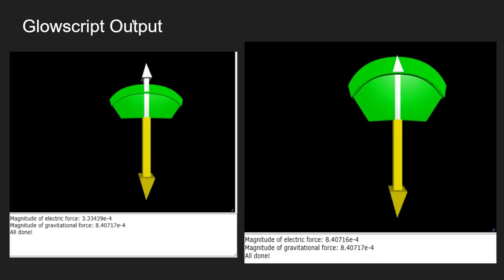This is the GlowScript output I have. On the left, you see that these numbers don't match up, and these green arrows aren't as big as these green arrows. That's largely because when you use the Q from the previous Lab 1, it's not big enough. So through algebraic manipulation, I changed my Q to what it is now, which I showed in the constants slide, and I made sure that electric force and gravitational force were equal with that Q.